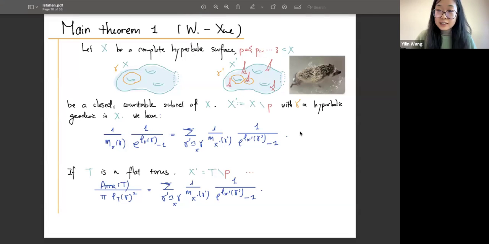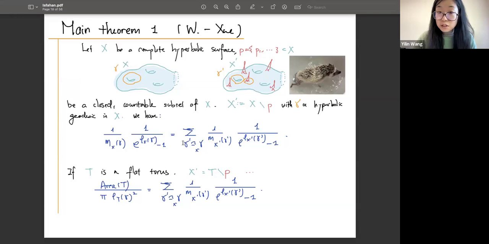Now let's take gamma, a hyperbolic geodesic in X, like say this one. We have the following identity. On the left-hand side, I have 1 over the multiplicity of gamma times 1 over the exponential of the length of gamma for the metric in X, minus 1. On the right-hand side is a sum over all the geodesics in X prime that are homotopic to gamma in the surface X. And on the right-hand side, it's the same functional, but everything is computed using the metric in X prime.